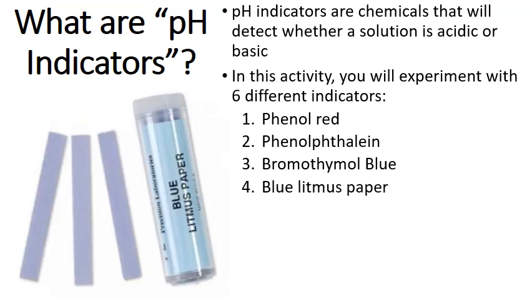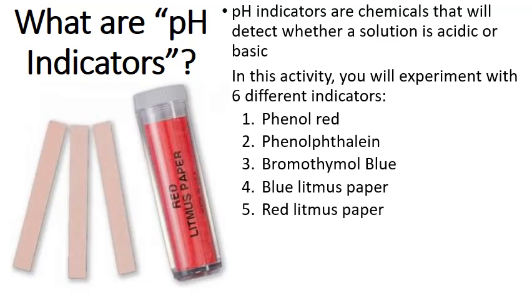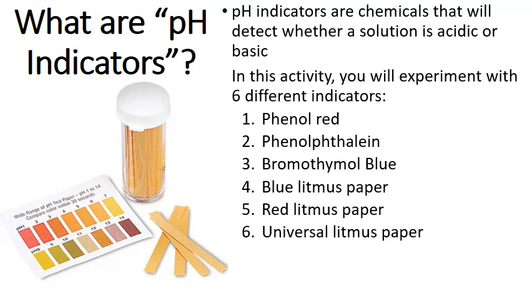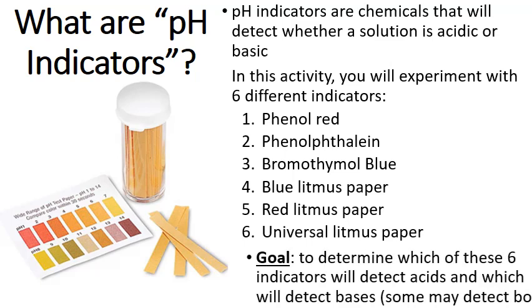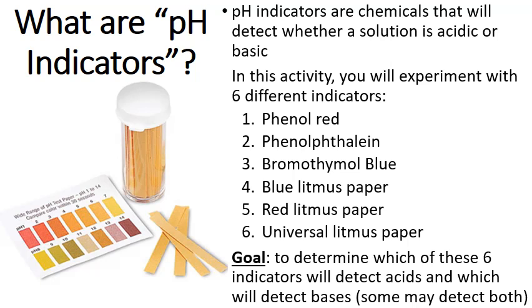And then we're going to come to some that you might remember from middle school. Blue litmus paper. Even though it's called blue litmus paper, it actually kind of looks like a violet color almost. Red litmus paper, and even though it's called red litmus paper, it almost has like a pinkish color to it. And then universal litmus paper, it kind of looks like a light orange color. And so the goal is to determine which of these 6 indicators will detect an acid, which of these 6 will detect a base, and will any of these detect both an acid and a base? Let's go into that in a little more detail here.